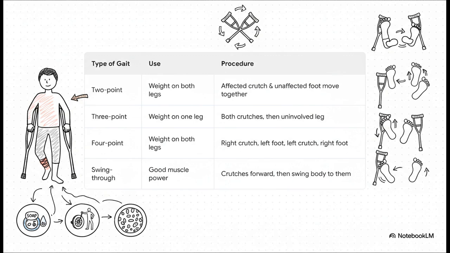So, for example, look at the 3-point gait. It says it's for when a patient can only bear weight on one leg. Think of a bad ankle fracture. So the patient moves both crutches and their bad leg forward, then they swing their good leg through. Knowing which gait provides the right amount of support is all about preventing falls.